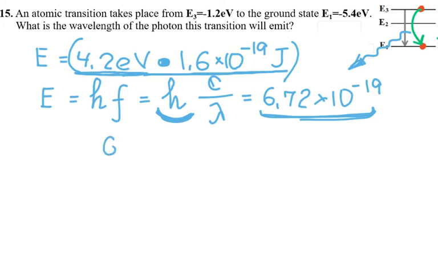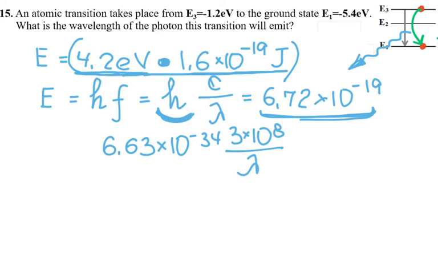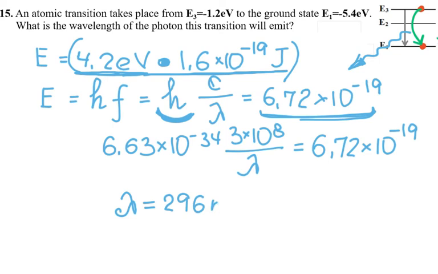So that is 6.63×10^-34. Then I have 3×10^8 and the wavelength, and then we have 6.72×10^-19. So from here I can find the wavelength, which is 296 nanometers.